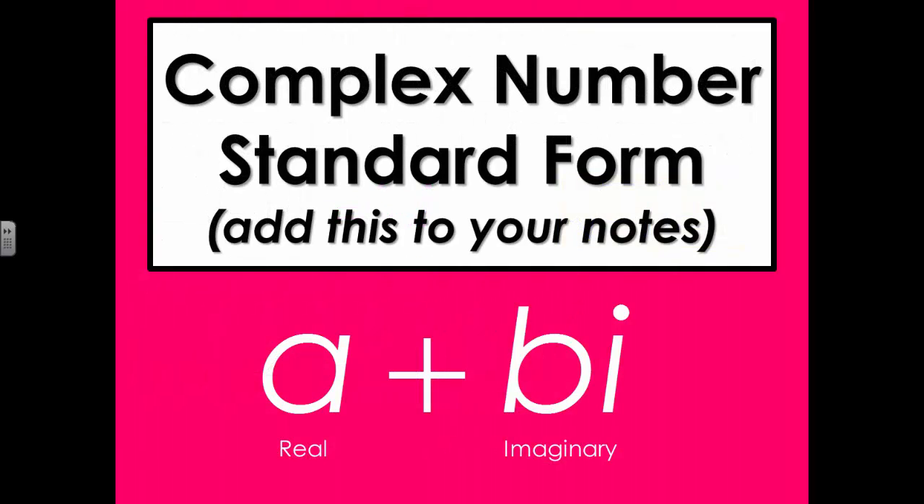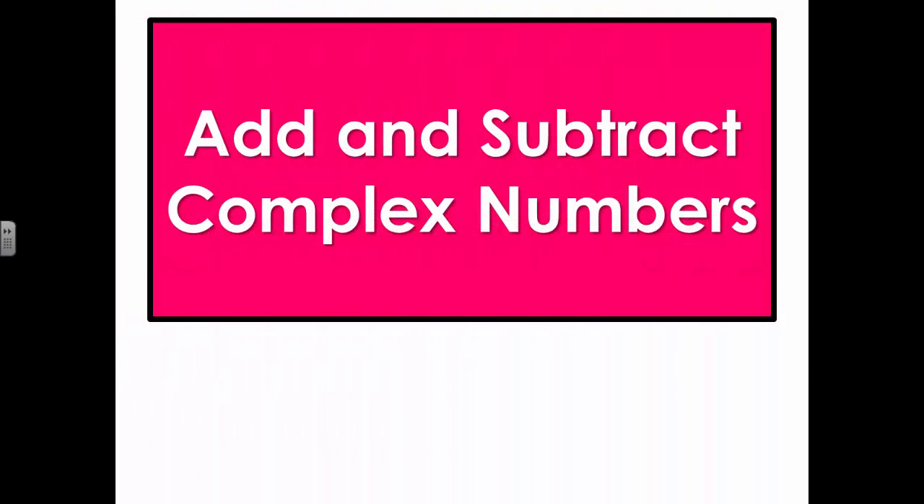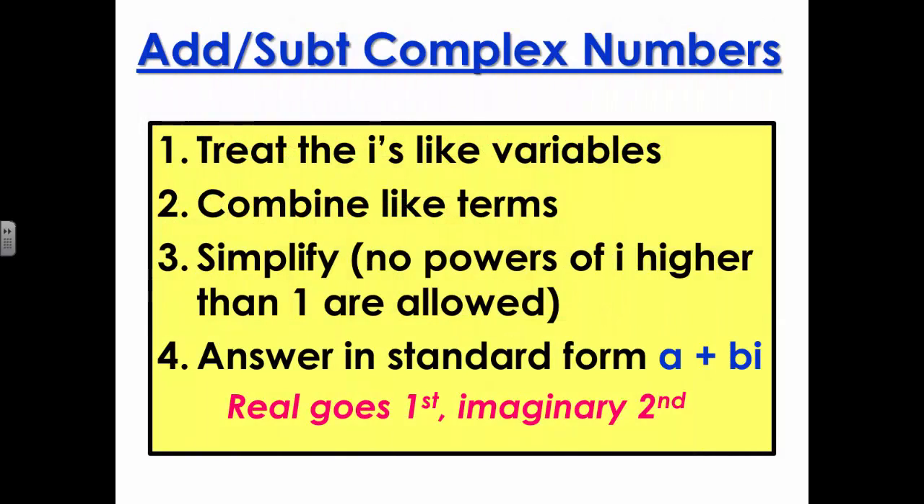The next part we're going to work on are complex numbers, where you have a real number and an imaginary number. Now on this screen it does show you a plus sign, but it could be a subtraction sign. We're going to look at adding and subtracting our complex numbers. You're really going to kind of do what we did with our polynomials. You kind of treat the i like a variable, combine any of your like terms.